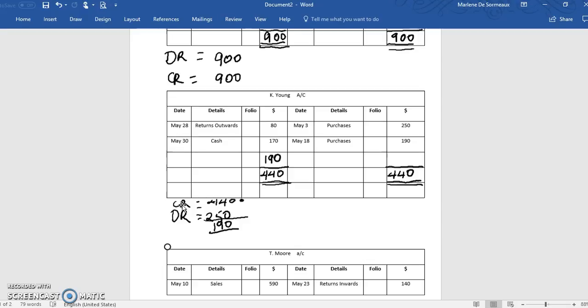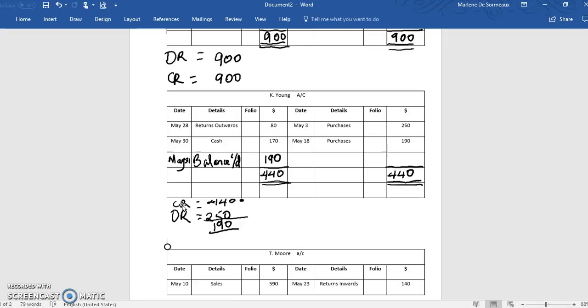That $190, we will call that, at the end of the month when we do the balancing, right? So that 190, May 31st, 30 days of September, April, June, and November. And we call it balance carried down.